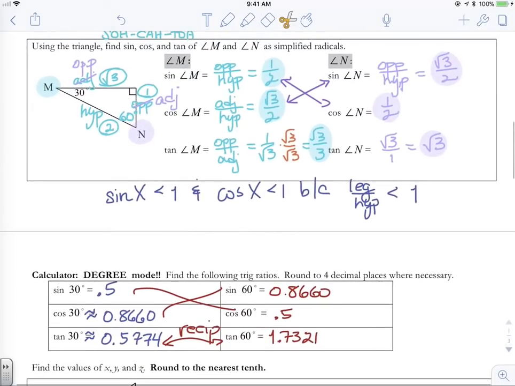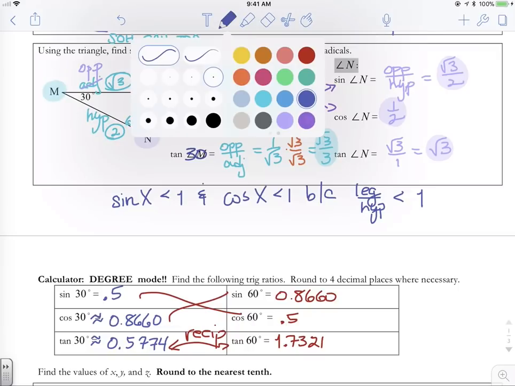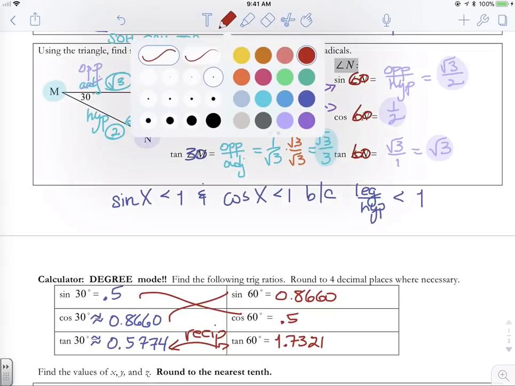I want you to notice that what we just calculated are the decimal approximations for the problem that we did above. We found exact values for the 30, 60, 90 triangle. Angle M was a 30-degree angle. Angle N was a 60-degree angle. So we found the exact values as fractions and radicals, and then we used our calculator to approximate those fractions.